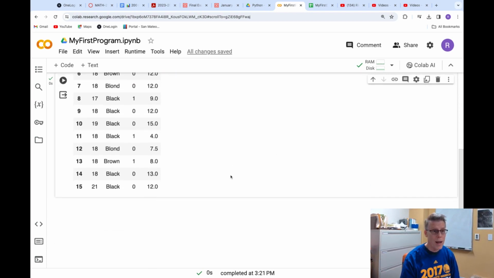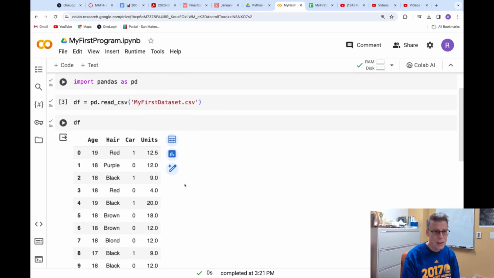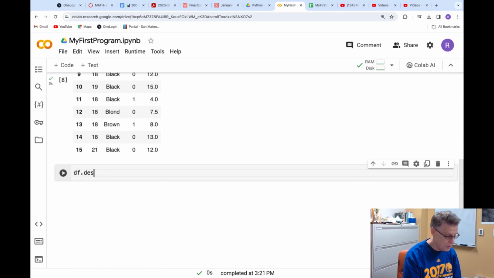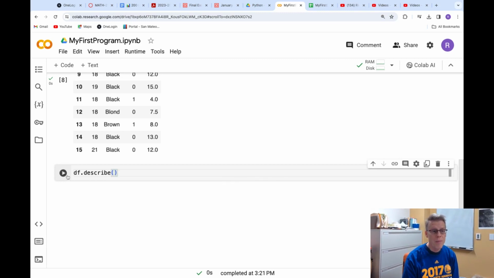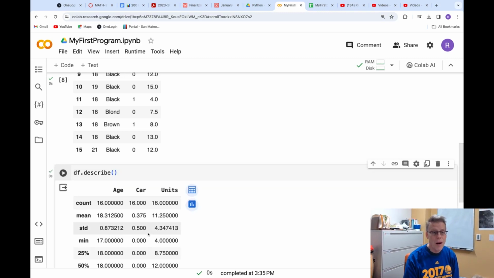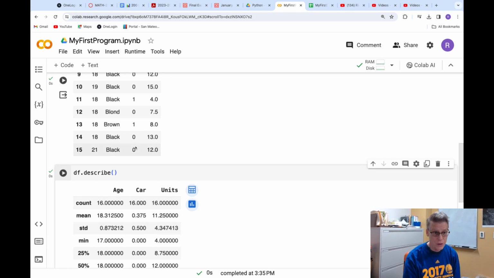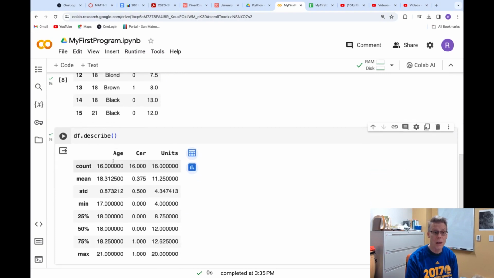And so part of why I'm talking about that is when I go and do the first thing that I want to do, which is to describe all of these variables. What it does is it takes the ones that it can crunch numbers with and crunches those numbers. So you'll notice that it doesn't do anything with the hair variable. It just skips it, right?